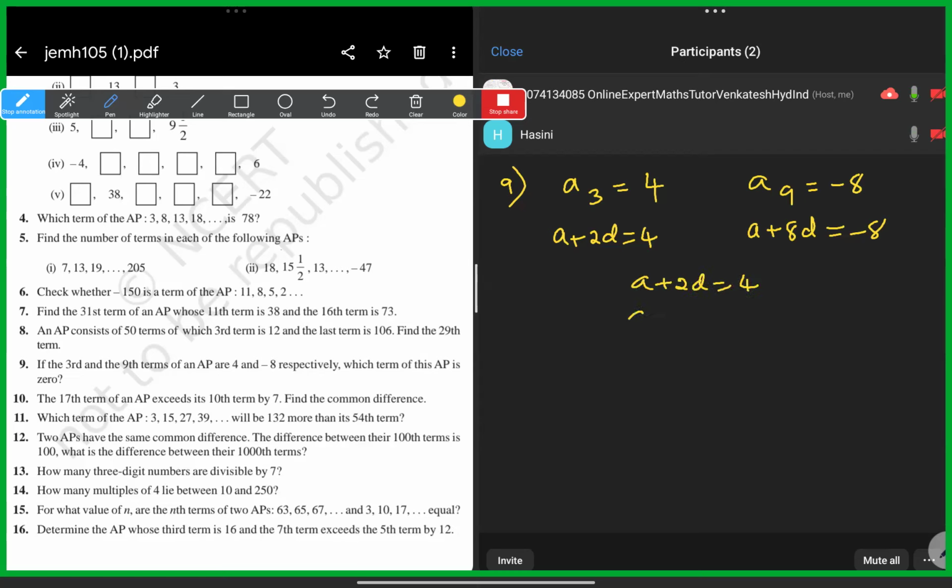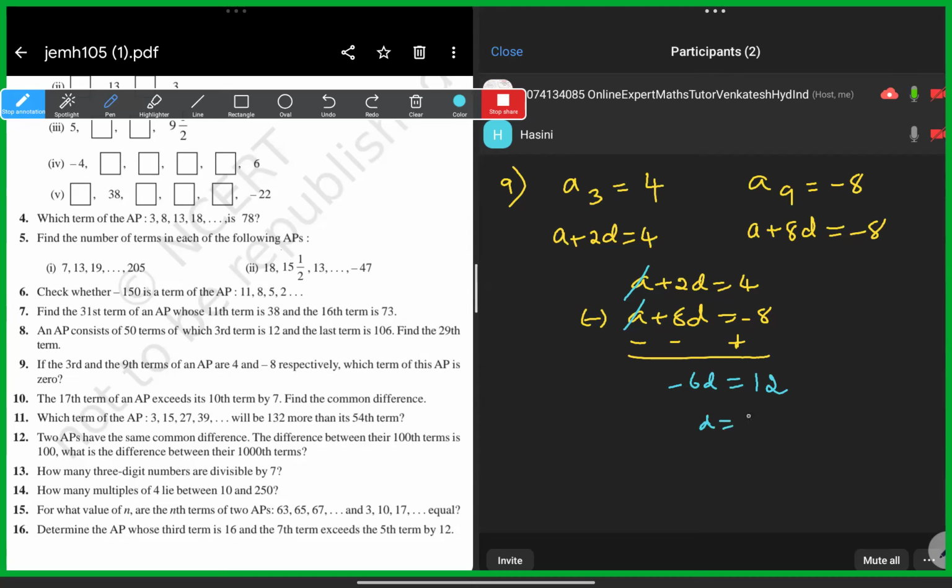A plus 2D is 4 and A plus 8D is minus 8. You can solve this minus that or that minus this, anything you can do. So minus, minus of minus plus. So this A will get cut. 2D minus 8D, how much was it? Minus 6D. Yes, Hasni. And minus 8 minus 4 will become plus, because minus side became plus side. Minus 8 minus 4, how much, Hasni? 4 plus 8, 12. Yes, Hasni.